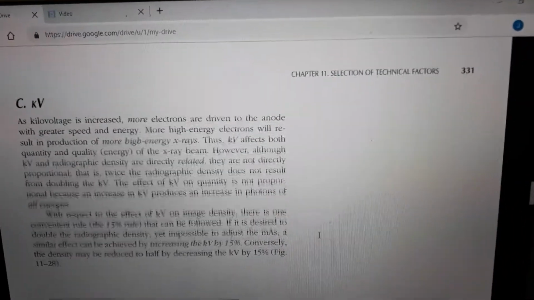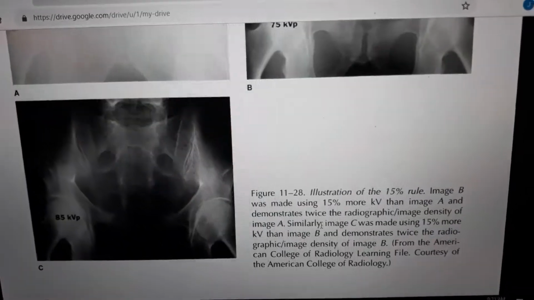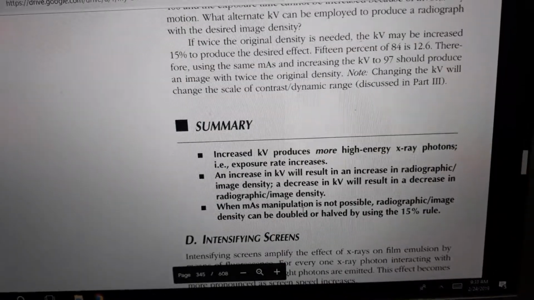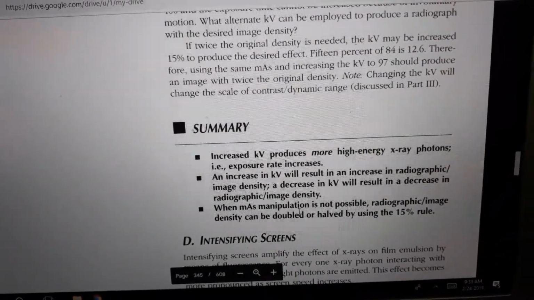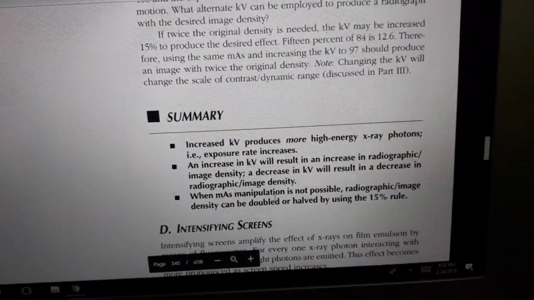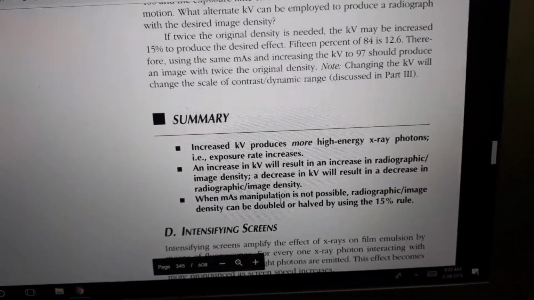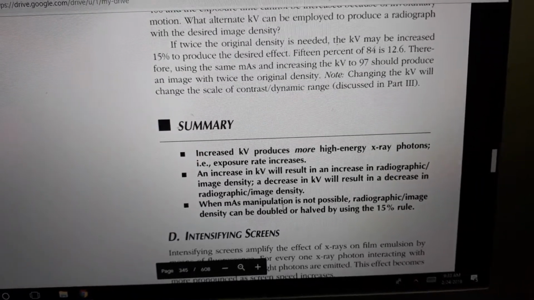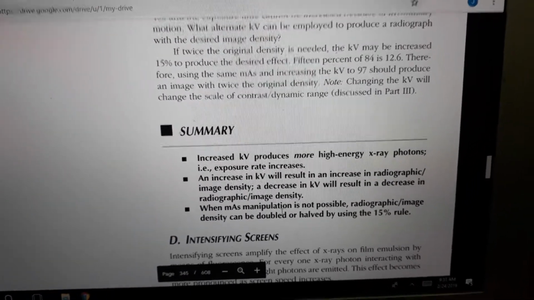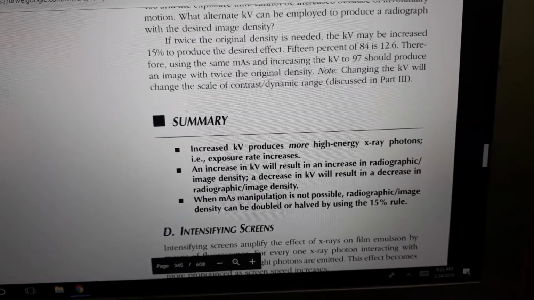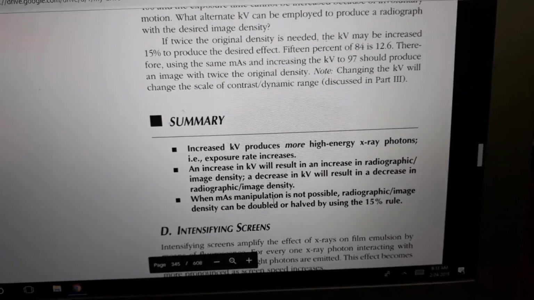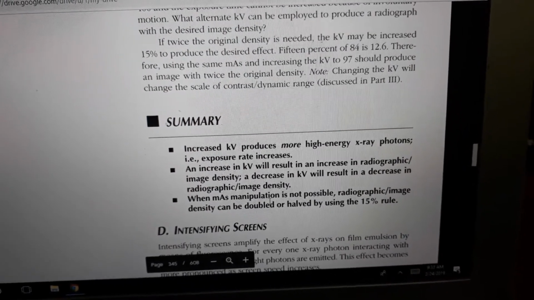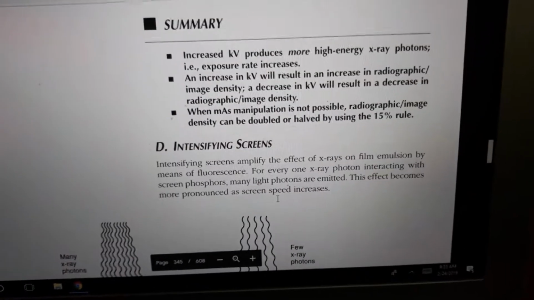The next topic is kVp: high kVp, low kVp, medium kVp. Summary: increased kVp produces more high energy X-ray photons. An increase in kVp will result in increased radiographic image density. A decrease in kVp will result in decreased radiographic image density. When mAs manipulation is not possible, radiographic image density can be doubled or halved by using the 15% rule.